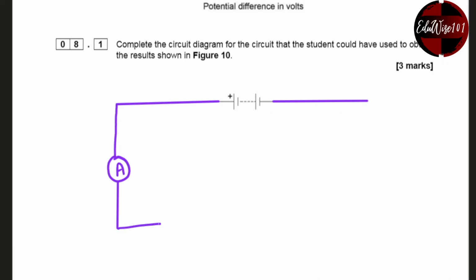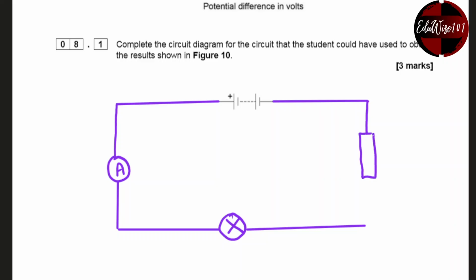To the ammeter, we connect the bulb or the filament lamp, and then in order to change the potential difference across the filament lamp, we need to add a variable resistor. And the symbol for a variable resistor is this. That's your variable resistor. So we are going to use the variable resistor here to change the potential difference in the filament lamp. And the current is going to be measured here.